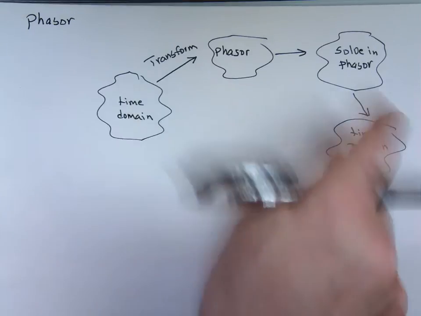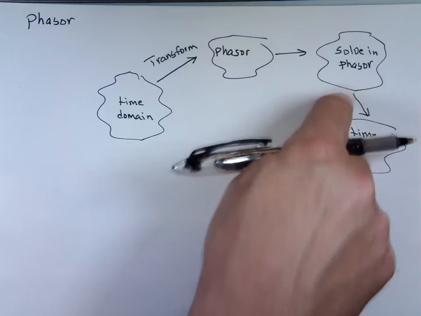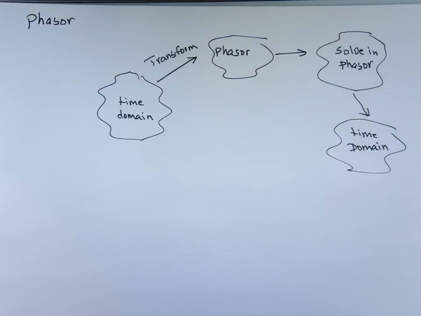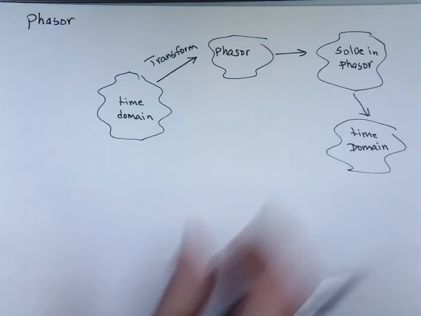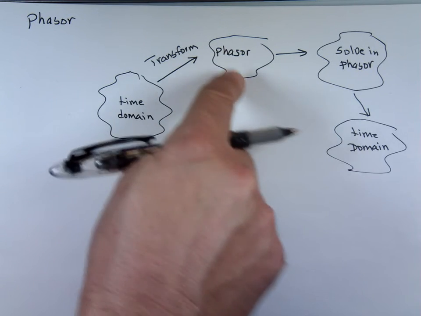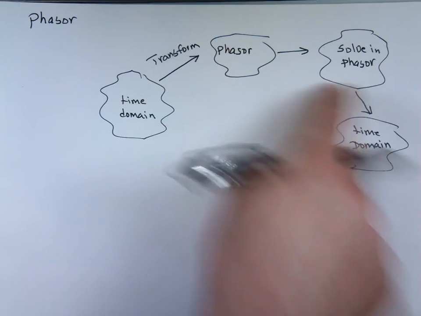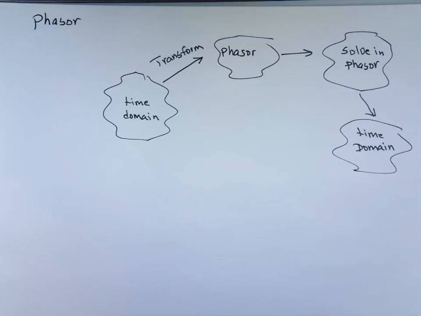But you can only use this method if your source is either a sine or a cosine. If your source is not a sine or a cosine, this method doesn't work. So the plan is, how do we go from time domain and change it to phasor? How do we solve it in phasor, and after that change it back to time domain? Well, before I talk about all these pieces, let's talk about phasor, complex numbers, complex values there.